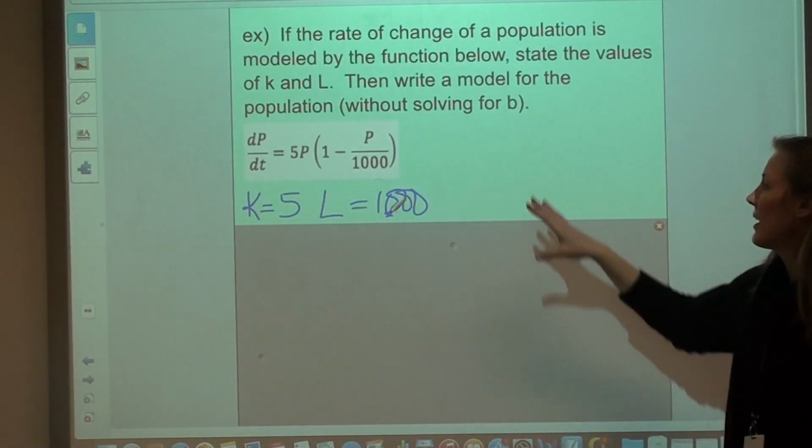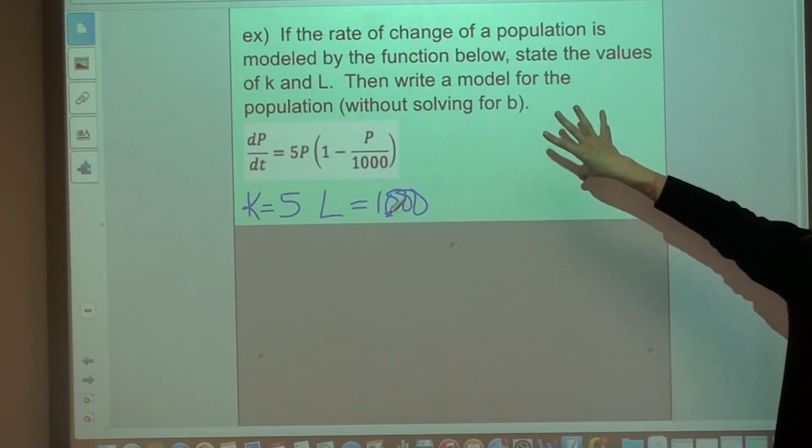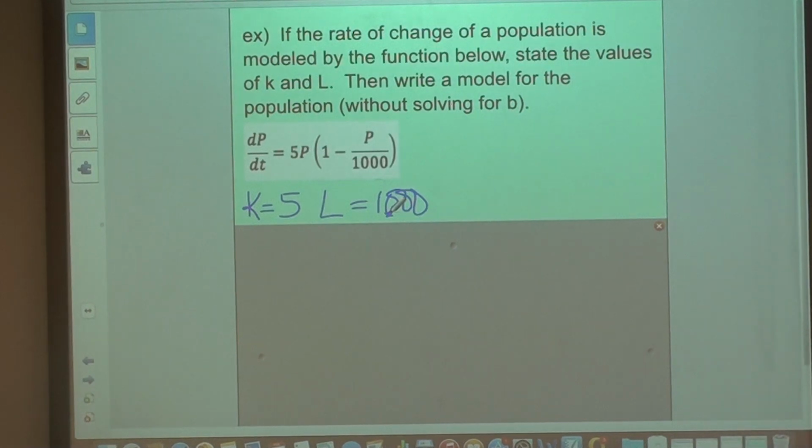Take a second and see if you can go from here to the actual population model. You'll have a B in your answer, that's okay. Negative K. Oh, yeah. Just leave it in terms of y and t and B.